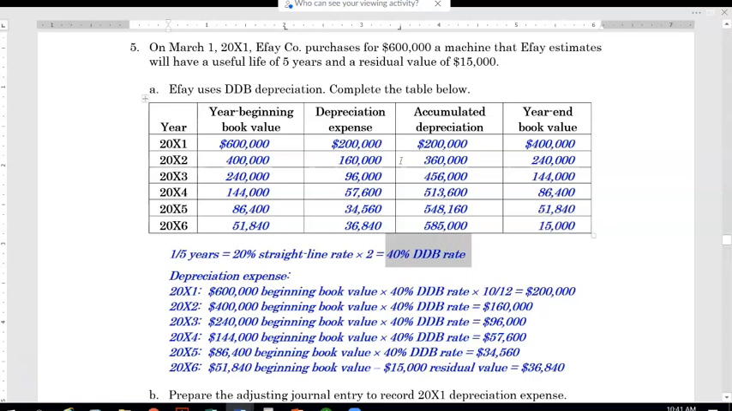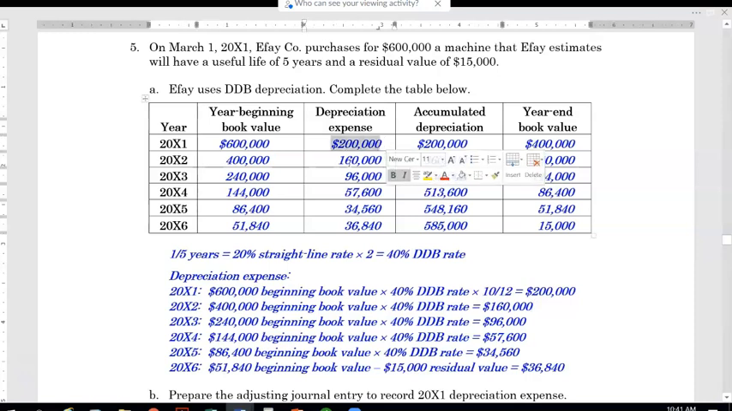And we're going to use the same method that I explained. So 600,000 times 40%. But because we bought it in March, counting from March all the way to December, that's 10 months. So that's 10 out of 12 months of depreciation, which is $200,000 for year 1. So here we go, 200,000 year 1. And accumulated depreciation will be 0 plus 200, which is 200. And 200 accumulated depreciation minus historical cost of 600 gives us the book value of 400.